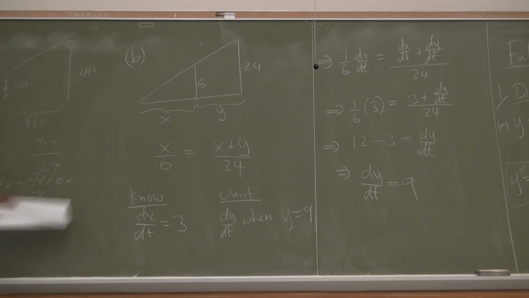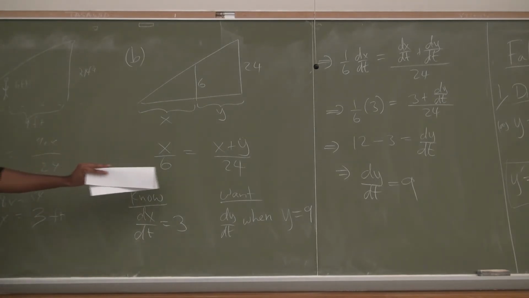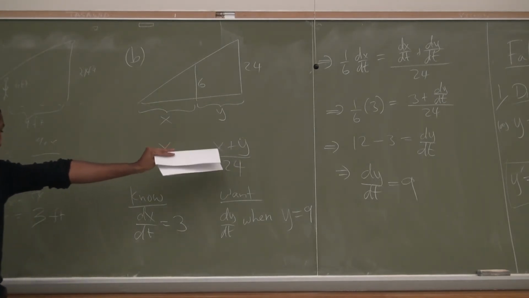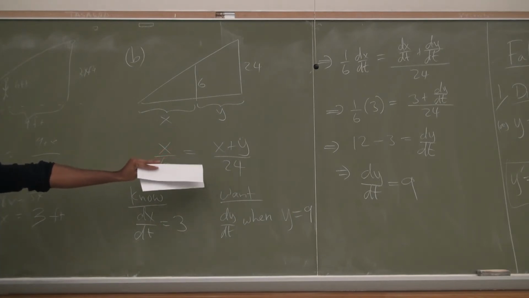Part A was fine, but even if you did this general setup, what you do is you plug in 9 for the y, and then you solve for the x.